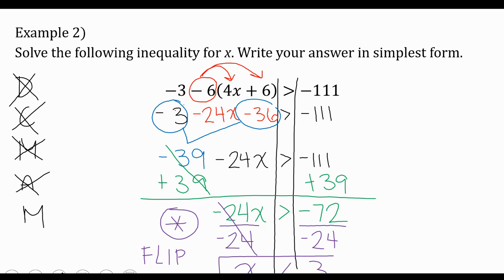So our answer here is just the number 3. So we didn't have anything to simplify, no fractions. If we did, we have to make sure we simplify the fraction if possible. But yeah, remember to follow these steps. And remember this very important rule here. If you multiply or divide by a negative number, you have to flip that inequality symbol.